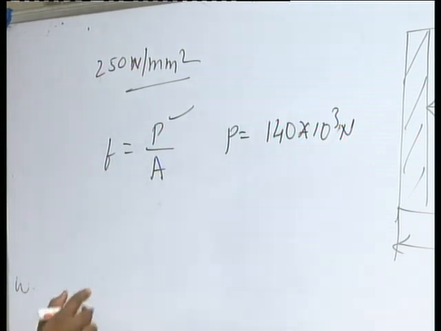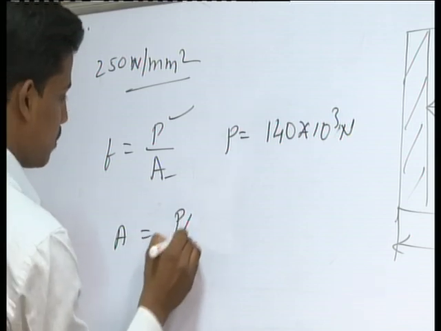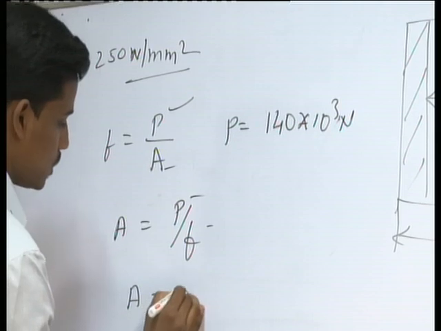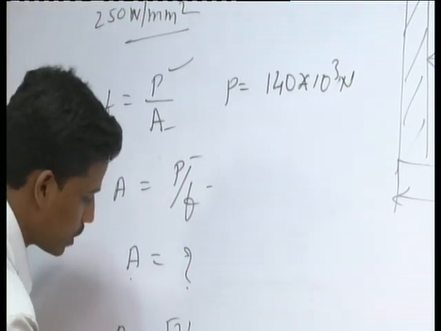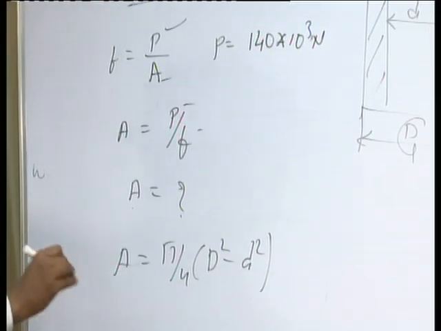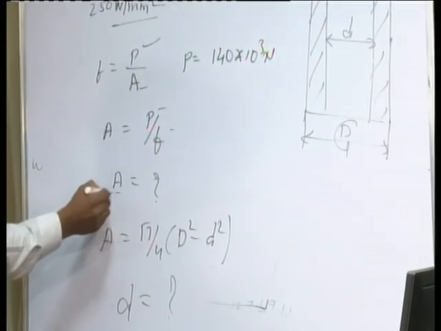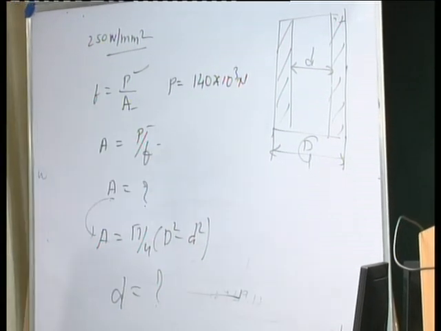P is given, so we need to calculate only the area here. It is the same type of problem, so A is equal to P by F. We know F and we know P, so we will get the area. Using the area, A is equal to pi by 4 into capital D square minus small d square. Here we need to calculate only small d. If you substitute this area in this equation, we will get small d, so you will get an answer here.